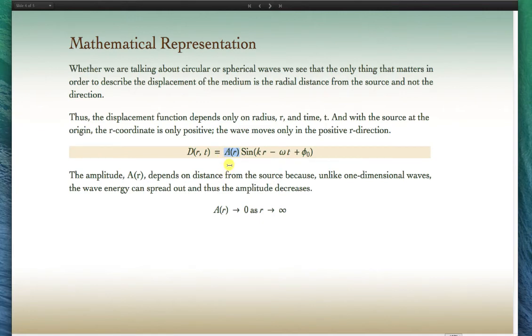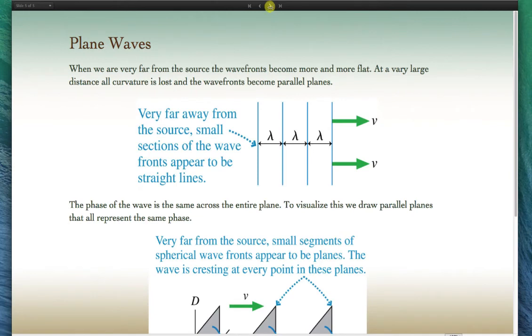In one case, the amplitude might depend on radius, say 1 over the radius. In the other case, the amplitude might depend on like 1 over the square root of radius or something like that. So there might be a difference in how this amplitude depends on radius, whether you're talking about circular or spherical waves. But in both cases, as the radius goes to infinity, that amplitude function goes to 0. The further away you get, the smaller the waves are. So if we do get far away, what do the waves look like?